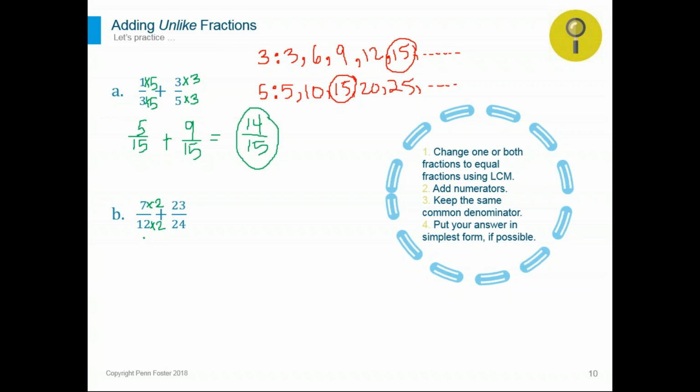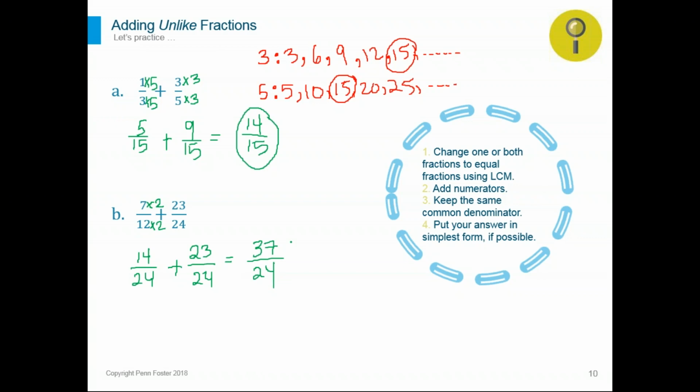And rewrite the first fraction. 7 times 2 will give you 14. On the bottom, 24. And look what the second fraction has, 24 in the denominator. So I'm ready now to add. The same rules, 14 plus 23 will give you 37 on the top, and 24 will stay.